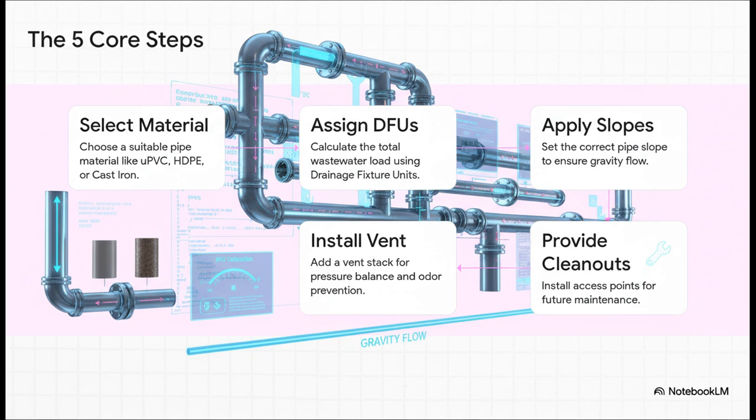These are the 5 core steps for any pro drainage design. First, you've got to pick your pipe material. We're talking uPVC, cast iron, that sort of thing. Second, you figure out the total wastewater load using something called drainage fixture units, or DFUs. Third, you apply the right slopes to your pipes so gravity can do its thing. Fourth, you got to put in cleanouts for maintenance down the road. And last, but definitely not least, you install a vent stack so the whole system can breathe. We're going to break down every single one of these.